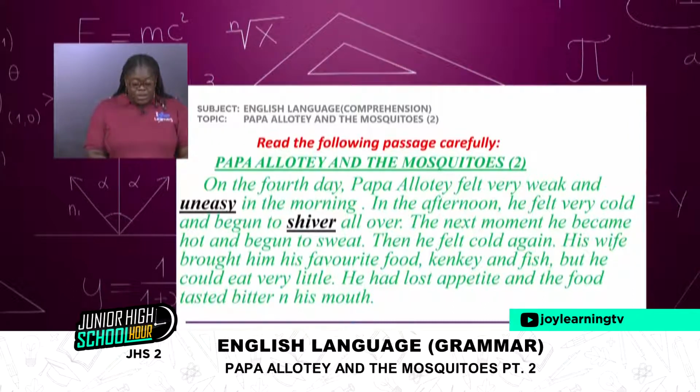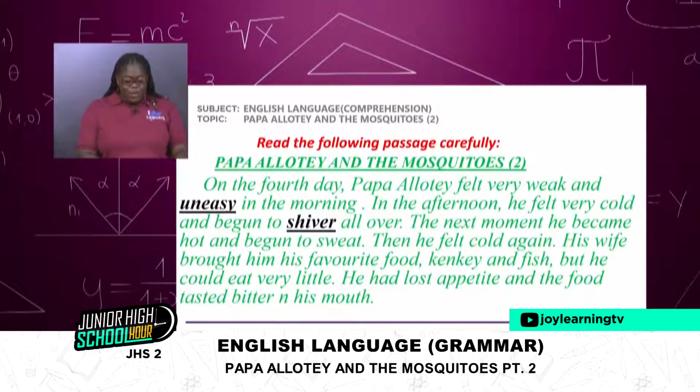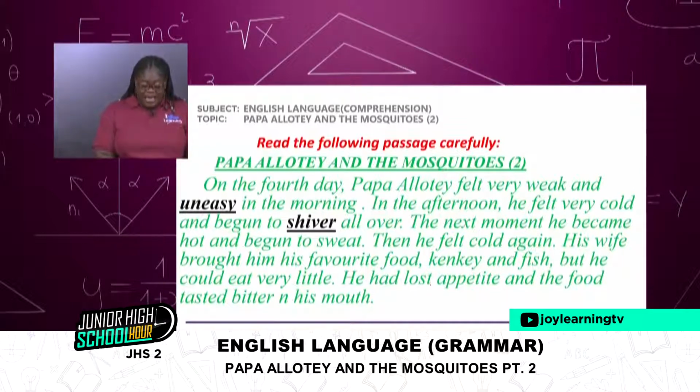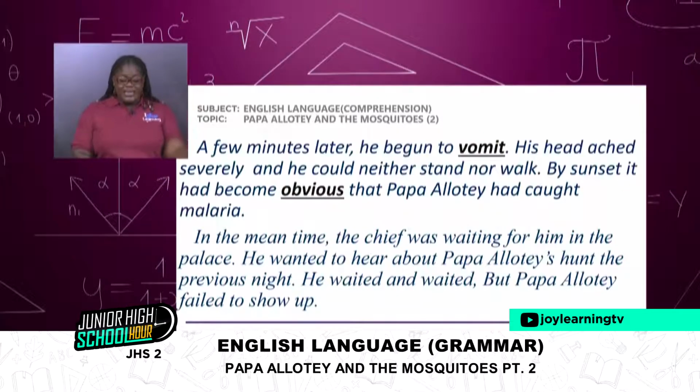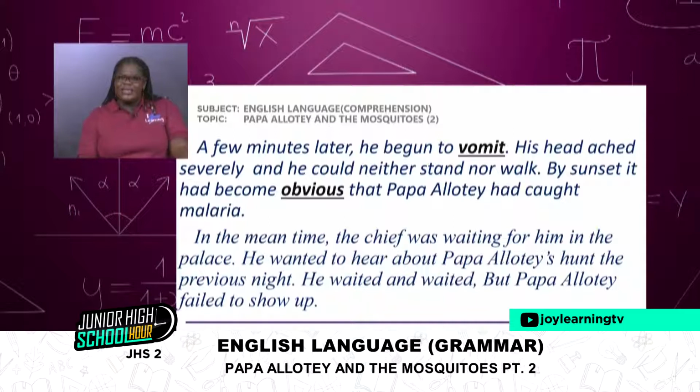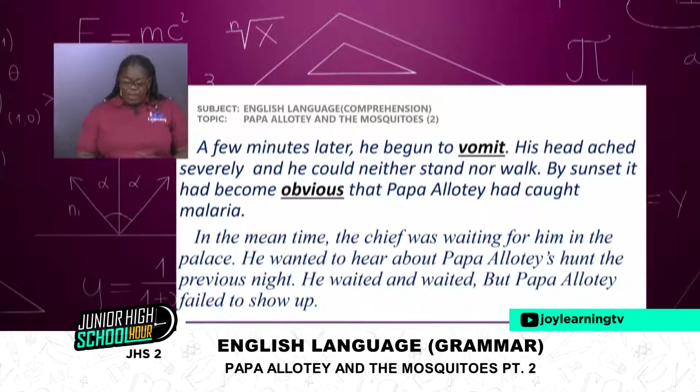Now his wife brought him his favorite food, kenke and fish, but he could eat very little. He had lost appetite and the food tasted bitter in his mouth. A few minutes later, he began to vomit. Vomit underlined. I think you have that question to answer, so take note. What other word can you replace vomit with? A few minutes later, he began to vomit. Now his head ached severely and he could neither stand nor walk. By sunset, it had become obvious that Papalo had caught malaria. I think the word obvious was given to you. So take note.